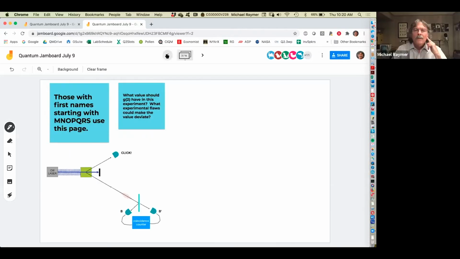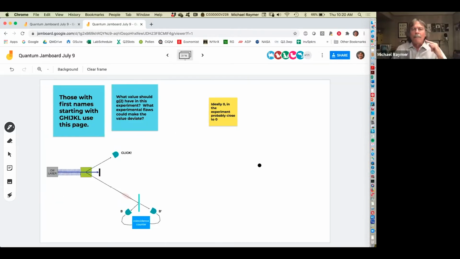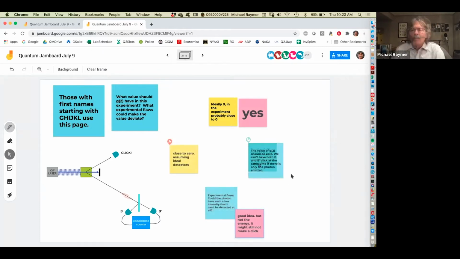Okay, good. Some people are posting the answer to the first part, what value. Now try to answer the second part. So many people are giving the right answer that it should be ideally 0, but what could make that value greater than 0?